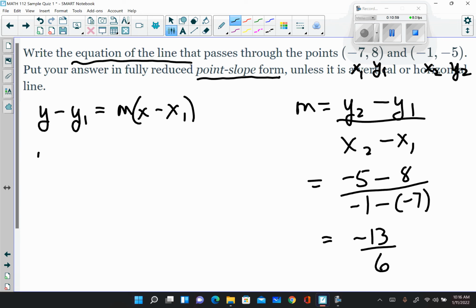The equation of the line is y minus the y coordinate, which is 8, equals m, which is -13 over 6, times (x minus the x coordinate, which is -7). But it's minus a -7, so I'll write +7.